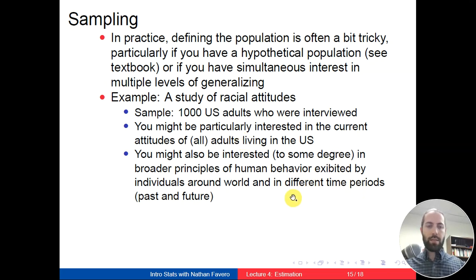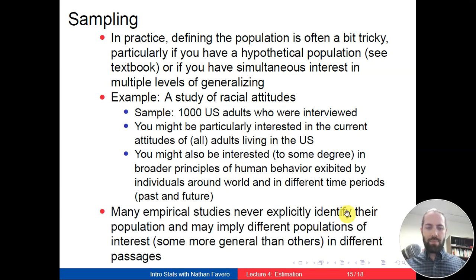Past and present. So in this case, it begs the question: is my population really all adults currently living in the US, or current attitudes of adults living in the US? Or is my population more like all humans across time and space? Because of this, it's not always easy to precisely define what our population is.